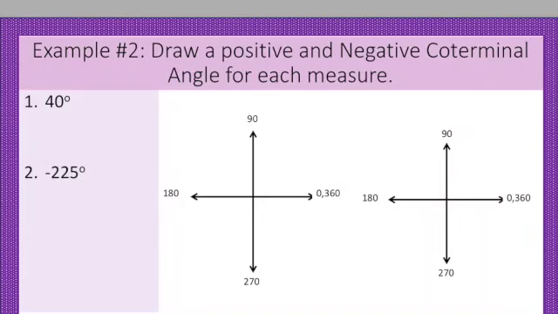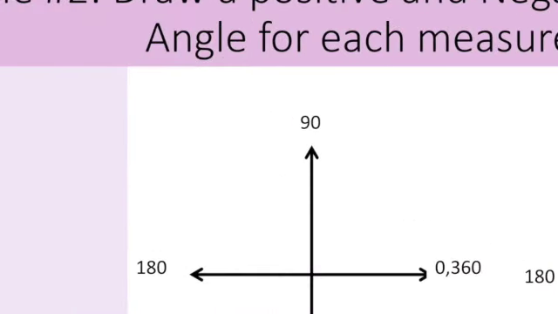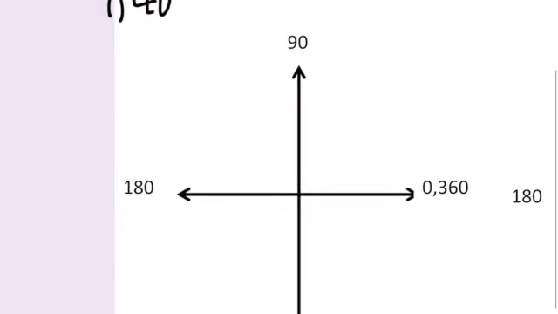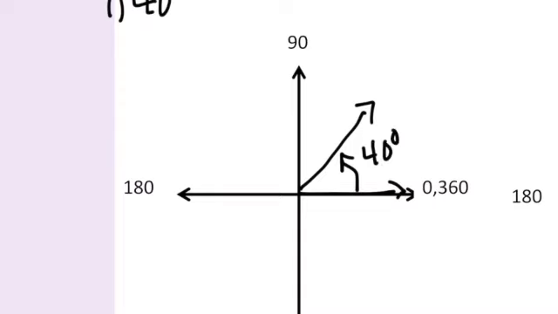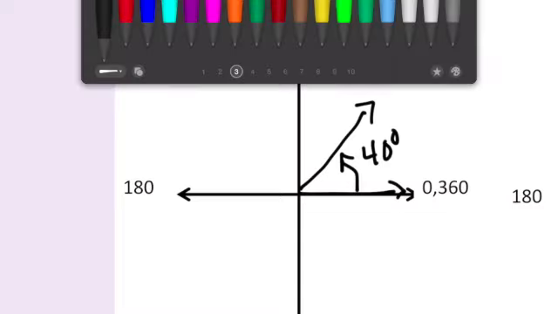So let's go ahead and identify a positive and negative coterminal angle for the two angles given. Let's start with the first one, which is 40 degrees. We've seen 40 degrees graphed already today. Initial side is the same, and then this is going to travel up about 40 degrees, but it's definitely not going to go past 90 degrees. So there's my angle. Now I want to go ahead and find a coterminal angle.